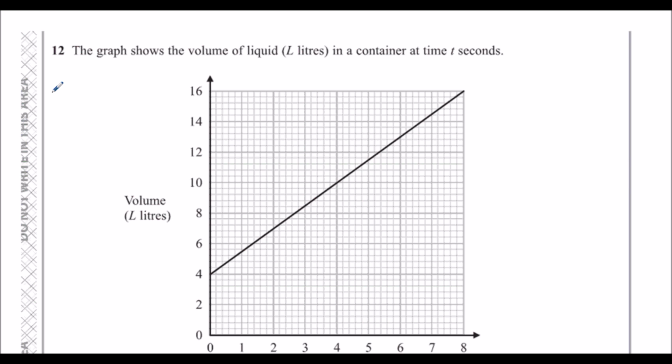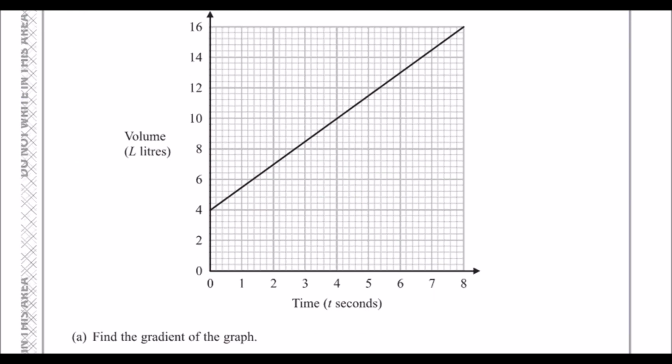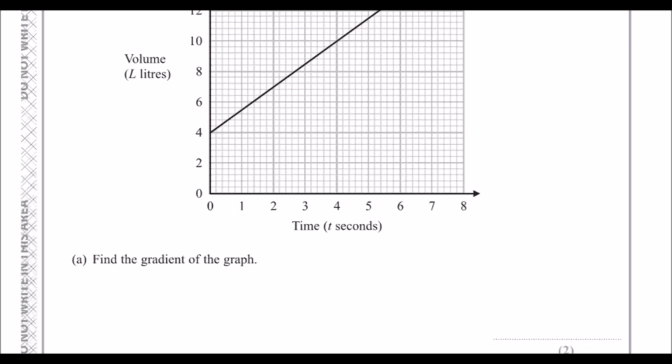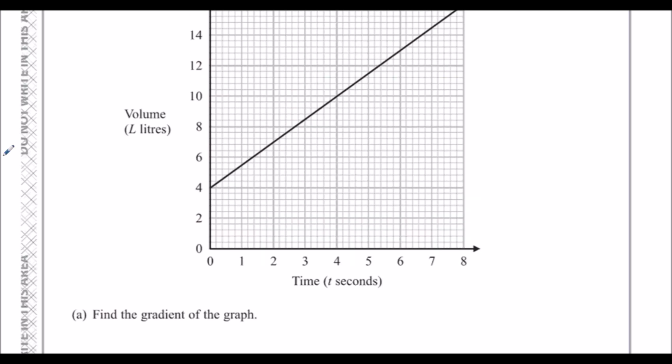Okay, question 12. The graph shows the volume of liquid, L litres, in a container at time t seconds. Find the gradient. So the gradient is for every one it goes across, how much does it go up or down? That's quite difficult to do with one. So we'll do it along the one. We'll go along four.